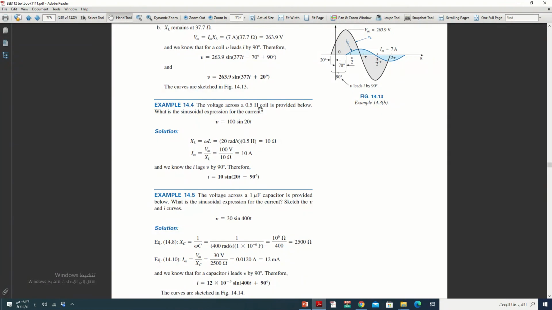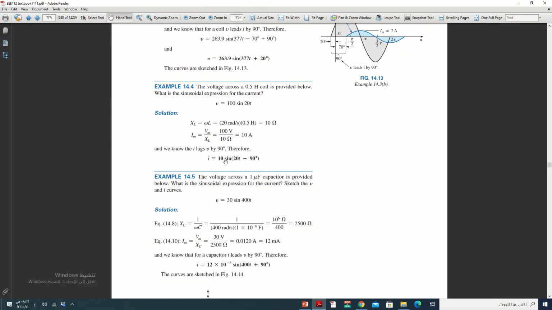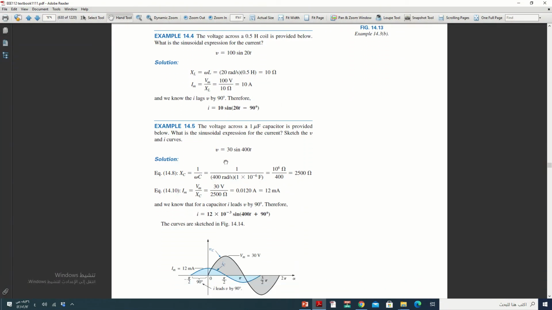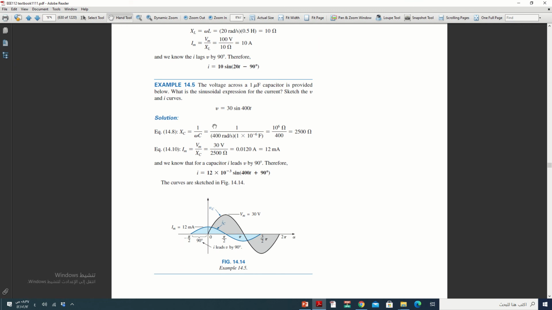You can try to solve another example here, 14.4 about the inductor. Let us go to an example about the capacitor. The voltage across a 100 microfarad capacitor is provided below. What is the sinusoidal expression for the current? Sketch the V and I curves. V equals 30 sine 400t.